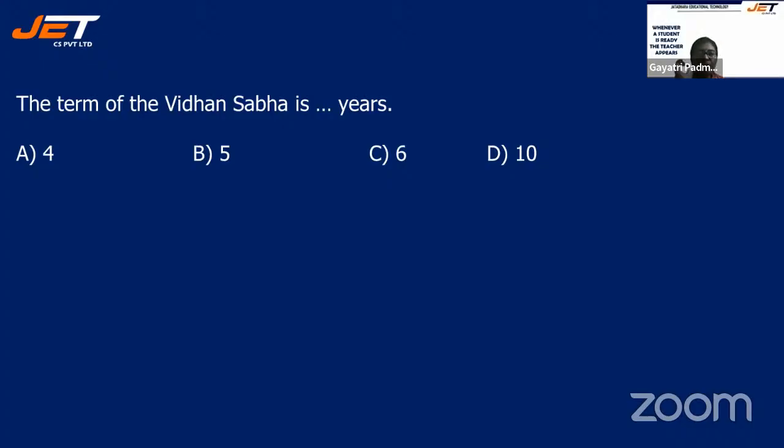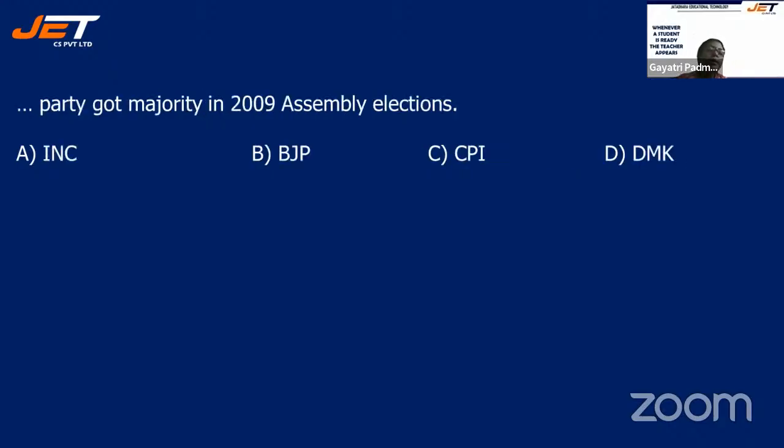The term of the Vidhan Sabha is dash years. 4 years, 5 years, 6 years, 10 years. It is 5 years.